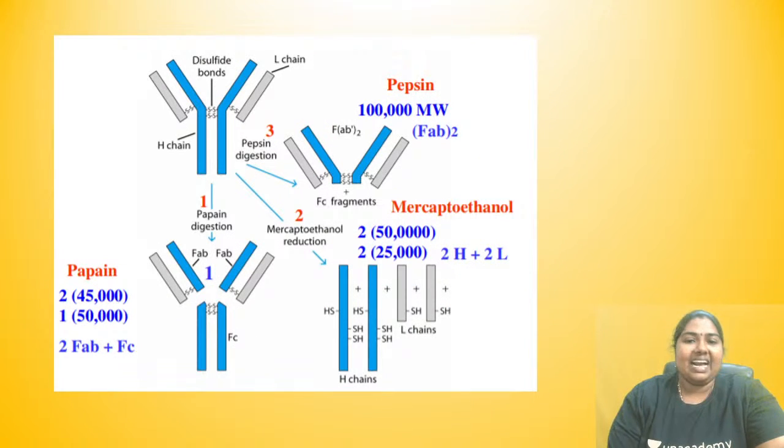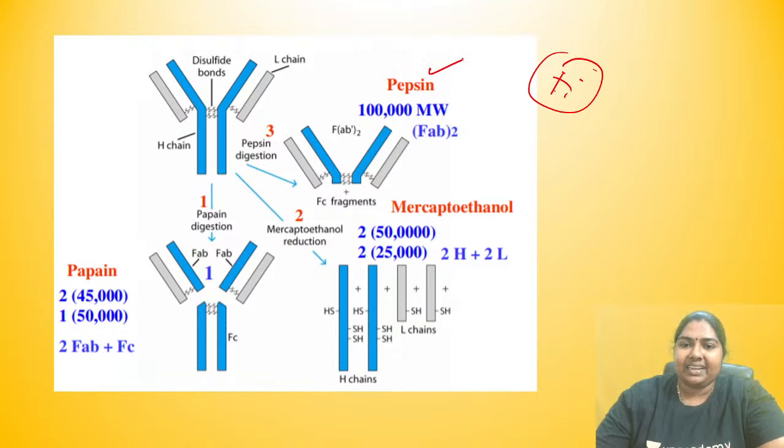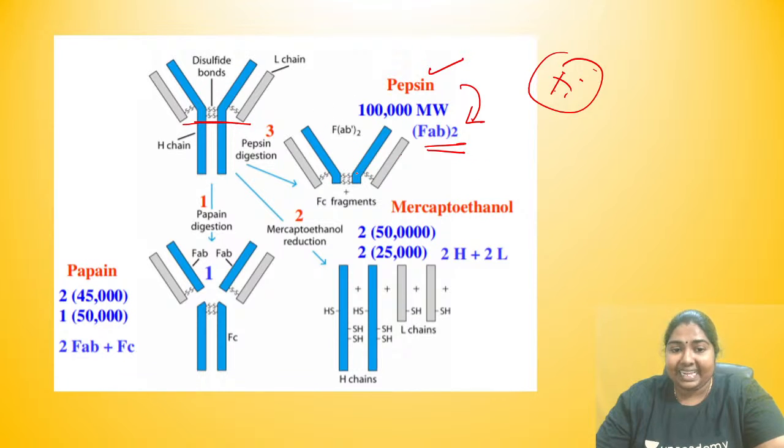And this is another important experiment: treatment with pepsin, papain, and beta mercaptoethanol. If you treat with pepsin, what happens? It is going to give you 2 FAB molecules. Pepsin degrades here, so you will get 2 FAB molecules that are linked by the disulfide.